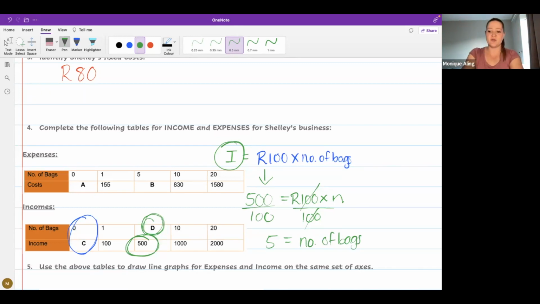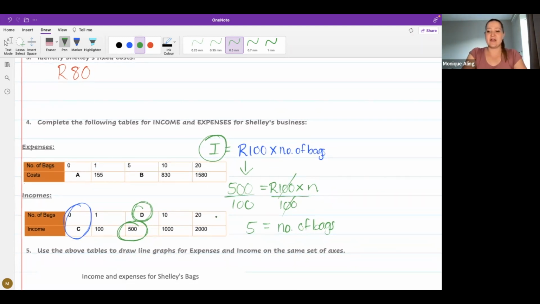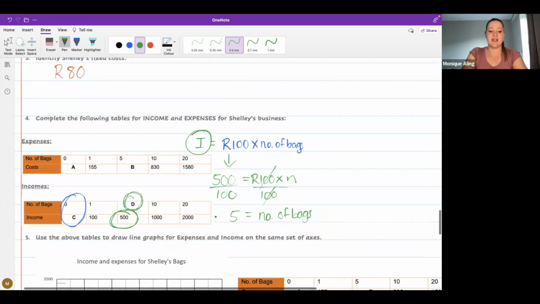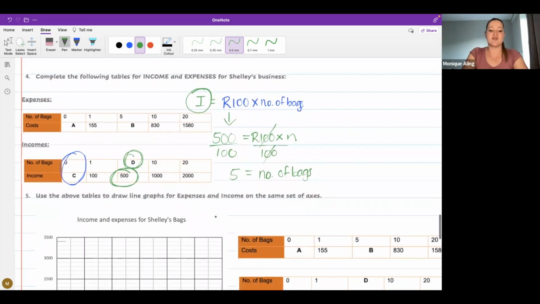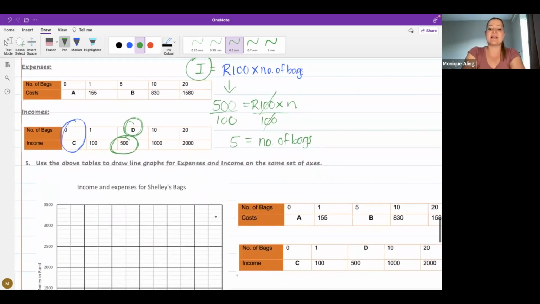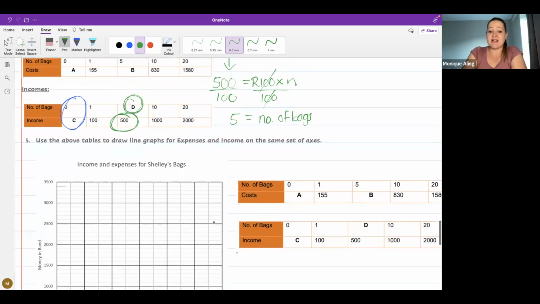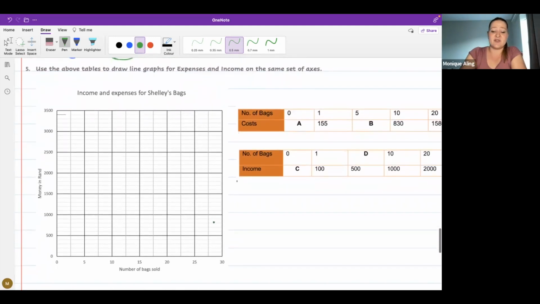But for the most part, you all got that right. So well done, everyone. Okay, so now's the big one. Use the above tables to draw the line graphs for expenses and income on the same set of axes. So sometimes the examiner can be really nice and give you the graph set up straight away, but sometimes you might have to draw one from scratch.